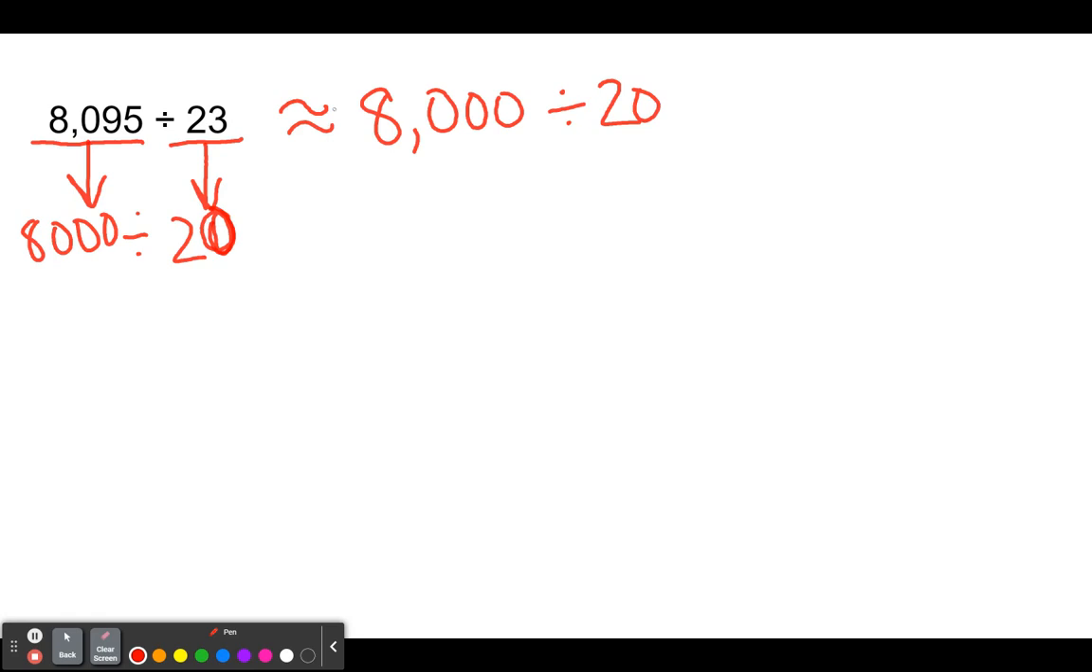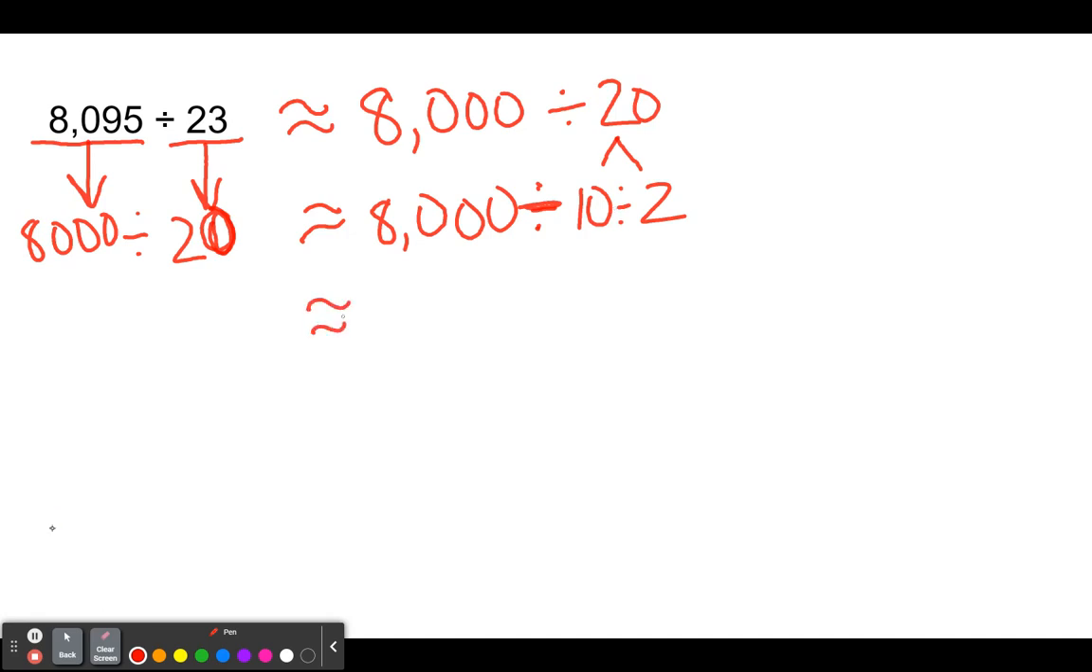So now from here, I can think about, okay, how can I divide this? If I look at 8,000 and I divide it by 20, I can split my 20 because of our distributive property and our commutative property. So we can split our 20 into 10 and 2. So we're going to go ahead and divide 8,000 by 10 and then divide that by 2.